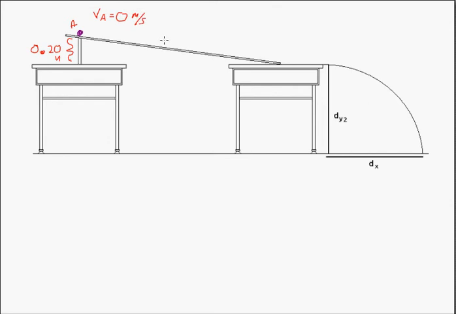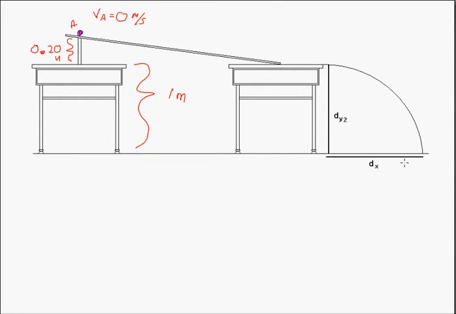Let's define this even further: this distance from here to here is going to be a height of, I don't know, how tall is a desk? Maybe 1 meter. That seems practical. It starts here at point A and rolls down this ramp, onto the desk and off to the side.